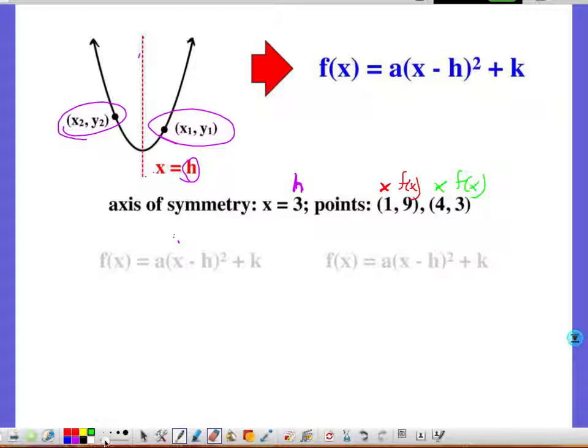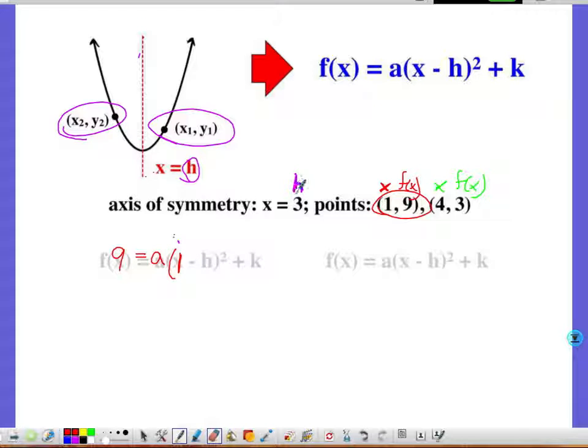So now I can begin setting up the 2 equations. So first of all, let's use this point and set up the equation. F of x is going to be 9, is equal to a. We don't know what a is. X is going to be 1.